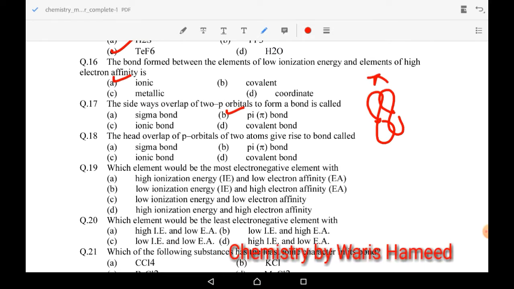Next MCQ. The head-on overlap of p orbitals of two atoms gives rise to a sigma bond. Head to head overlapping is the sigma bond.